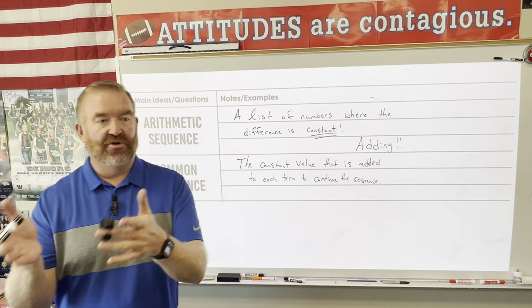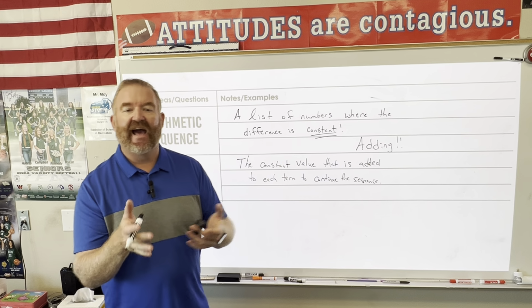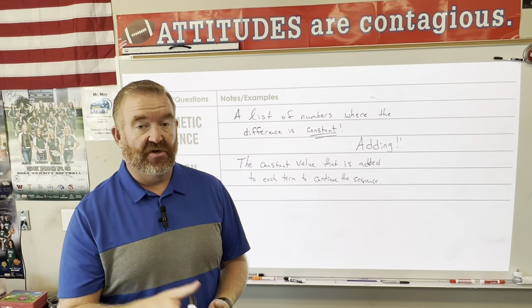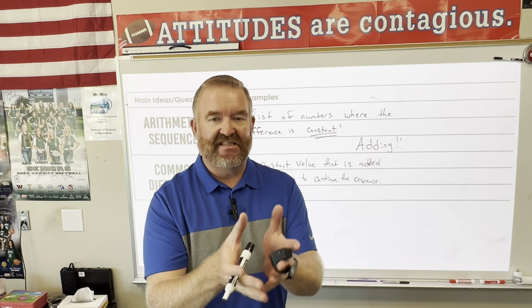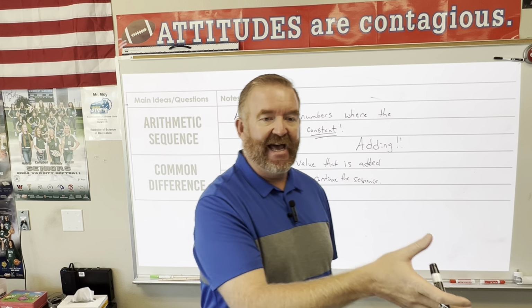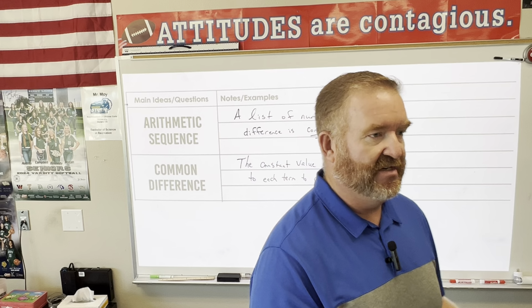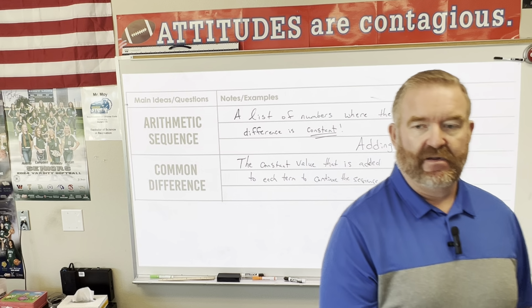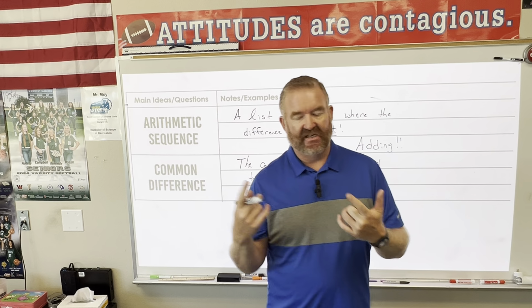So like we just did, 2, 4, 6, 8, 10, right? What are they adding? 2. So that common difference would be 2 because that is the constant. That is the number that is being added to continue to the next term. Does that make sense? So what would be after 10? 12, 14, 16, and so on, okay?